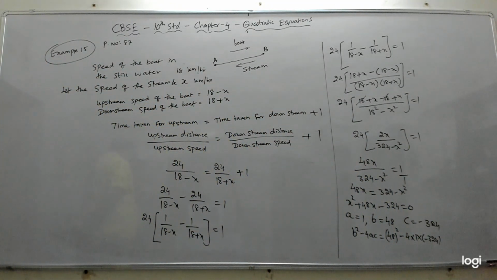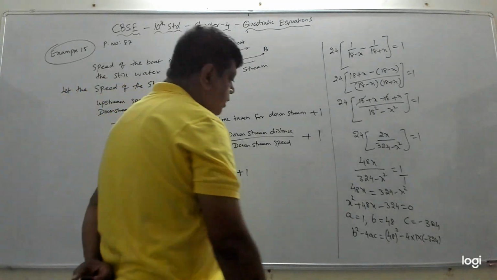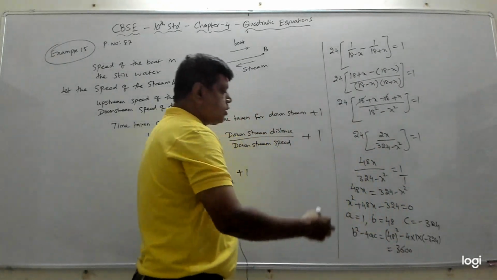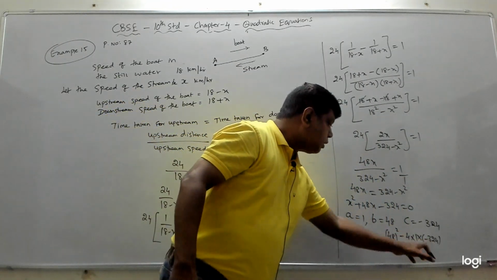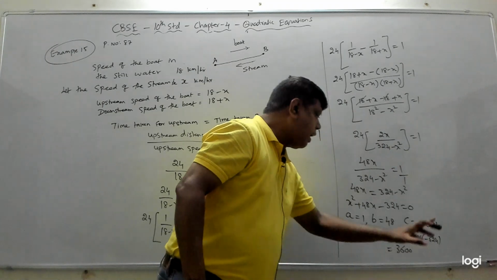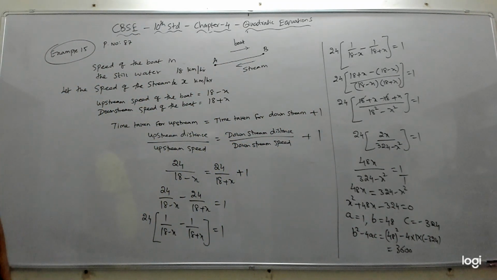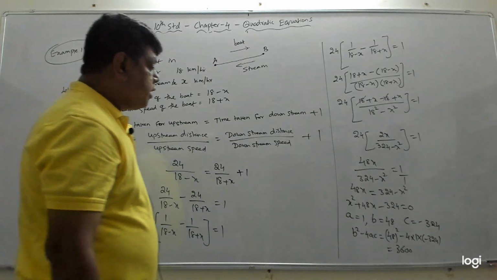Fine. So if you do all that, you will get 3600. If you do this 48 square, and this is minus into minus plus 4 into 324, and then you add, you'll get 3600, which is greater than 0.